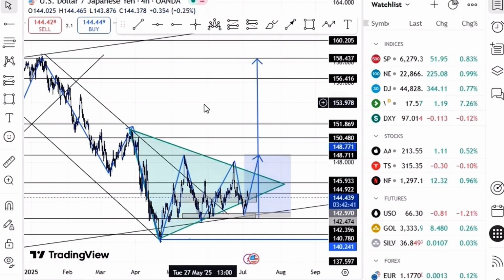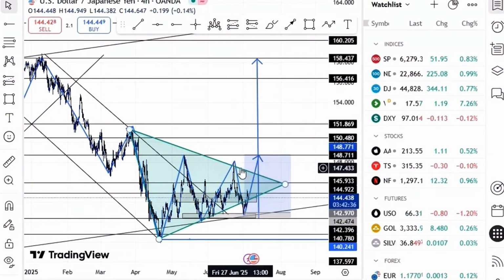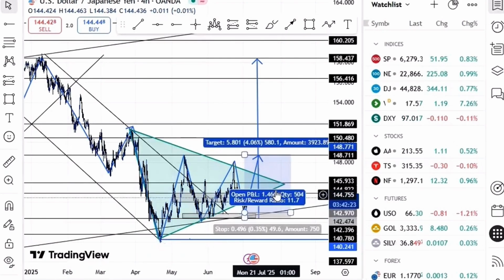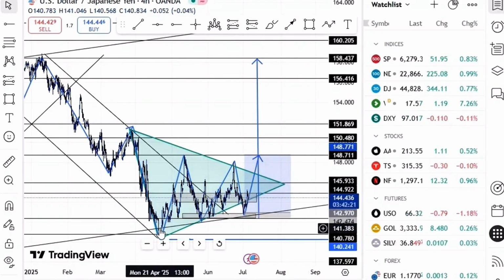And then as soon as the market breaks this level here, which is our pennant, our bullish pennant, right? Why is it our bullish pennant? It's because it's going to the upside. As you can see here, it's moving to the upside, but it's a consolidation pennant.